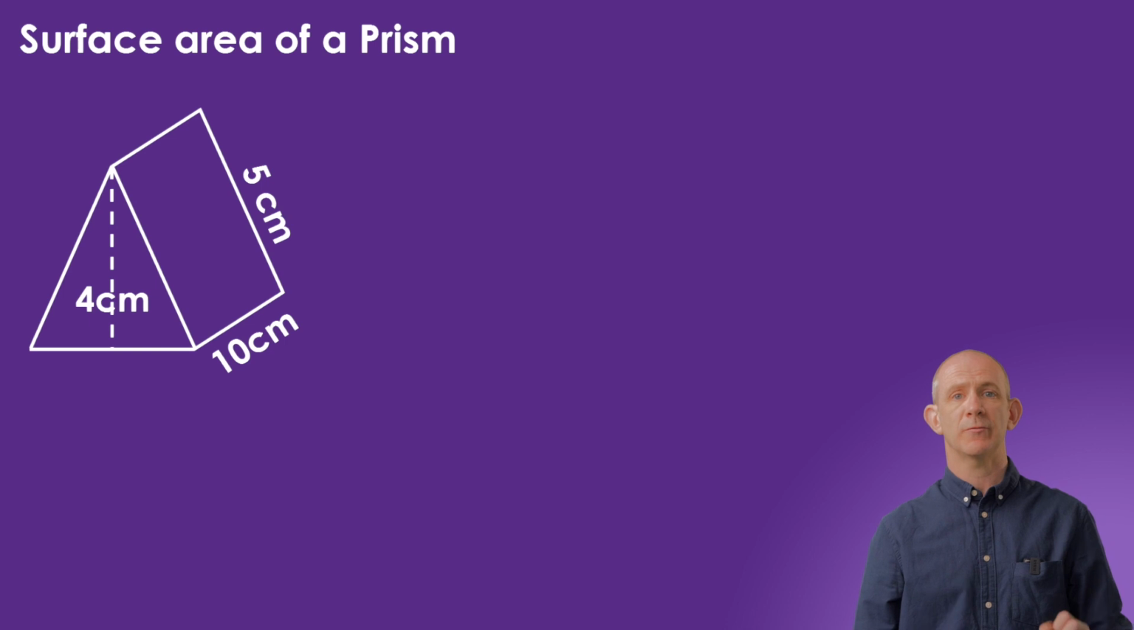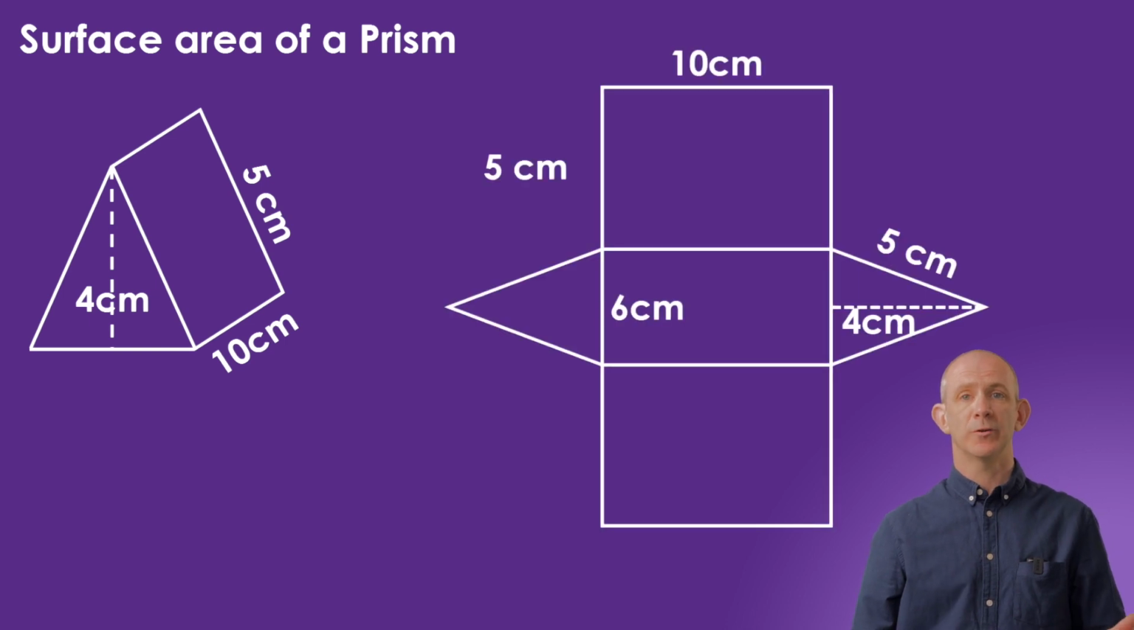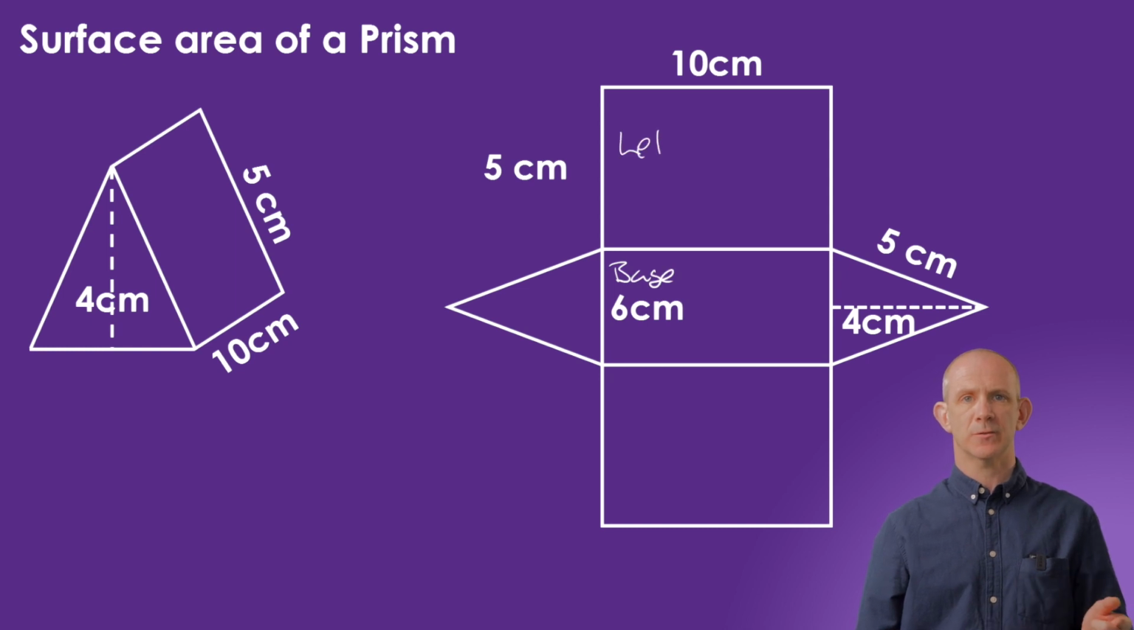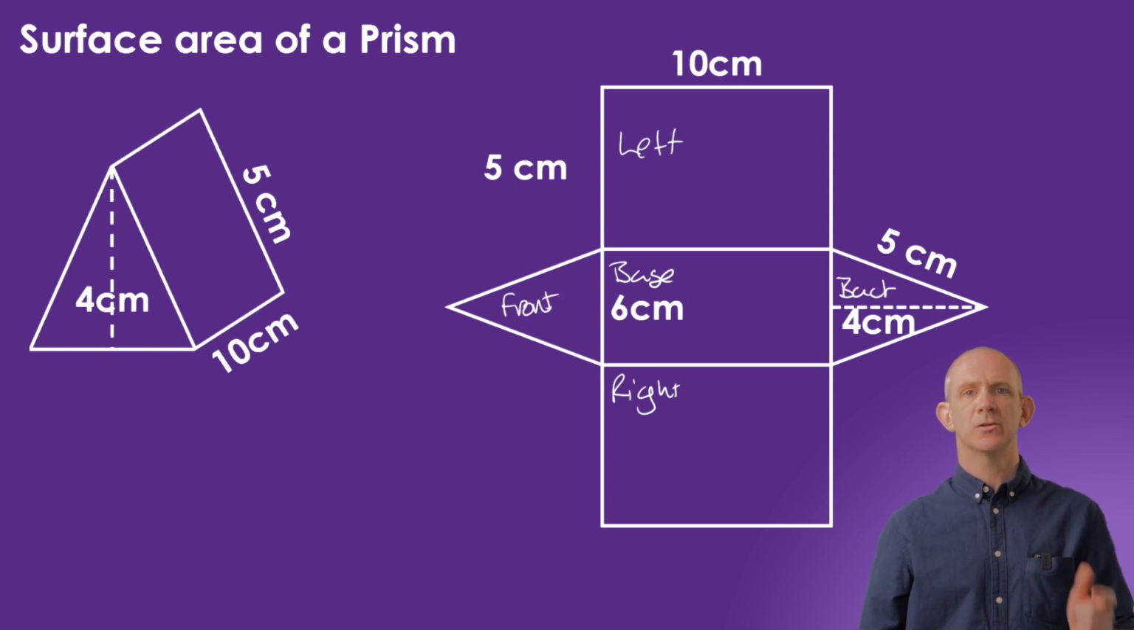In the next slide, we have a triangular face prism. If we unfold it, we'd have the following net. We'll label these to show the base, the left side, the right side, the front and the back triangles. We need to calculate the area of each of these in order to add them all together to get the surface area. Let's start with the left rectangle.